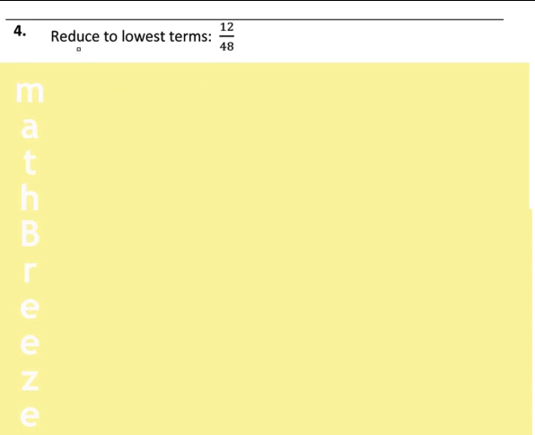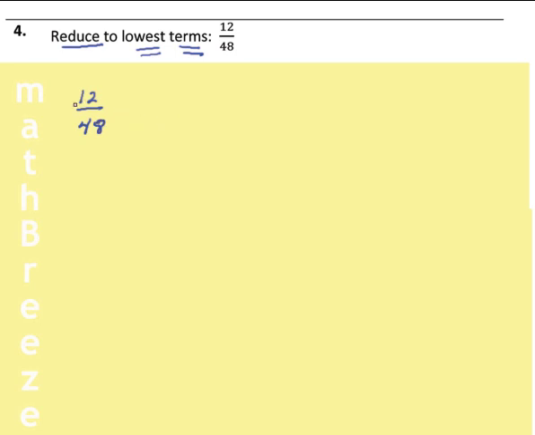Here our instructions are to reduce to lowest terms. If we divide numerator and denominator of a fraction by the same number, then we are reducing the fraction. And if we reduce to lowest terms, that means that we divide by as much as possible until there is no other common divisor between the numerator and denominator. So let's start with, let's say, 12 over 48.